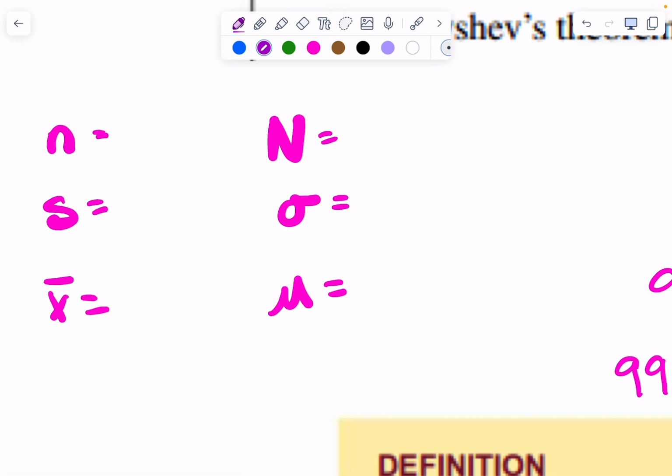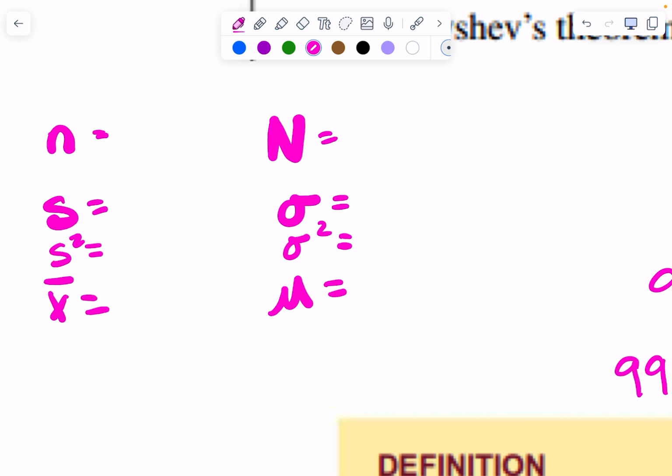Okay, here's the deal. Wait, let's talk the difference between s squared and sigma squared. Sorry, I'm adding that in there. You can add it below if you want to, in a corner, wherever you can fit it.